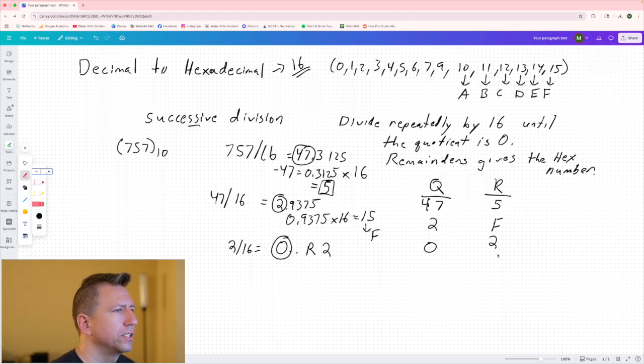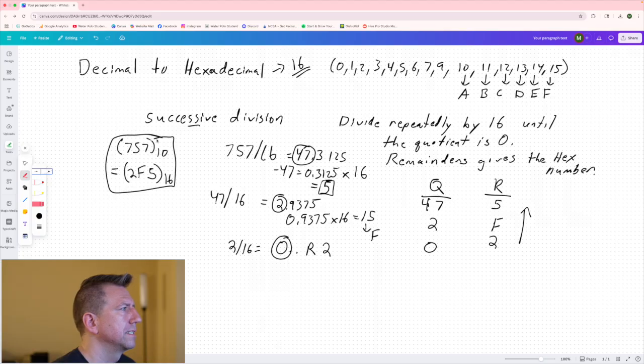And so we have 2, F, and 5. And remember, we always read these backwards. And so the answer here is 2F5 base 16. That's how we do it.